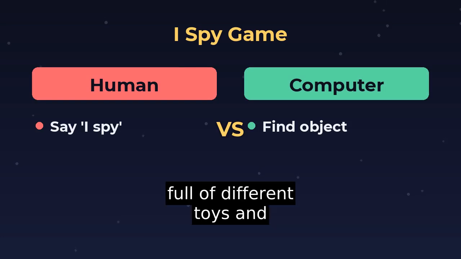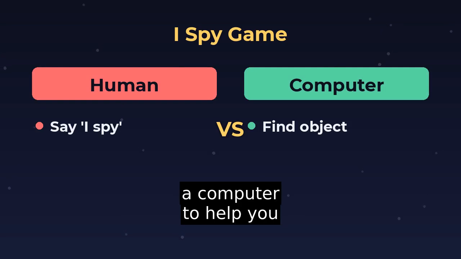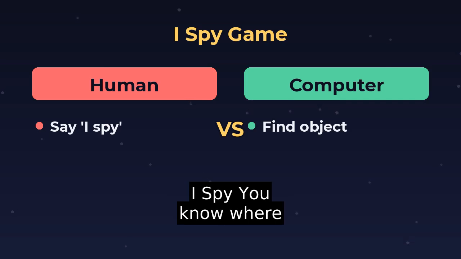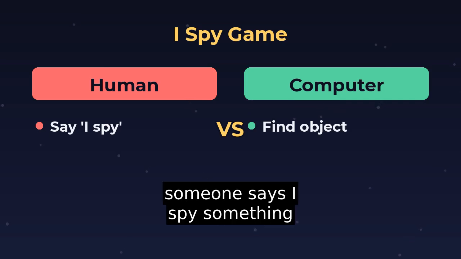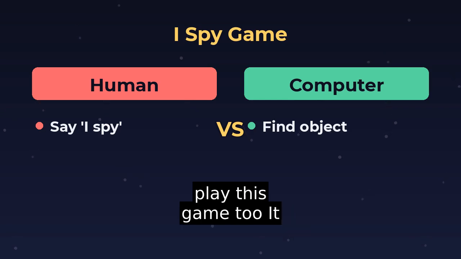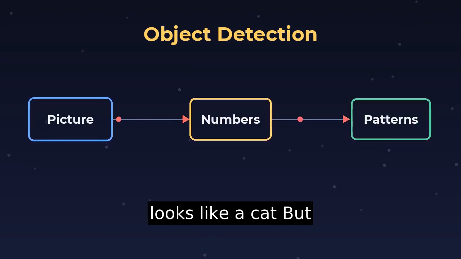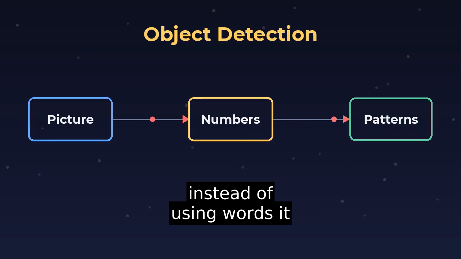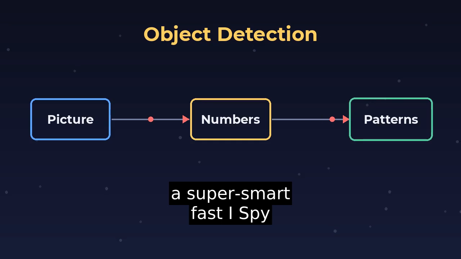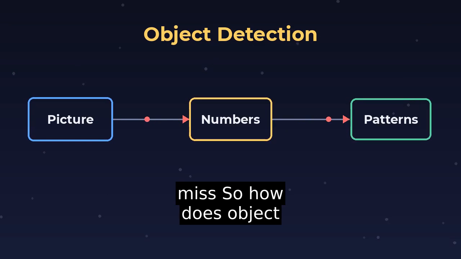Imagine you have a toy box full of different toys, and you want to find a specific one. You can use a computer to help you find it. Think of object detection like a game of I Spy. You know, where someone says, "I spy something blue," and you have to find it. A computer can play this game too. It looks at a picture and says, "I spy something that looks like a cat." But instead of using words, it uses numbers and patterns. You can imagine a computer as a super smart, fast I Spy player. It can find things in pictures that you might miss.